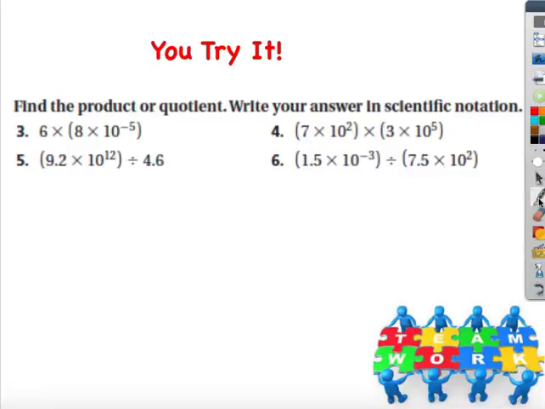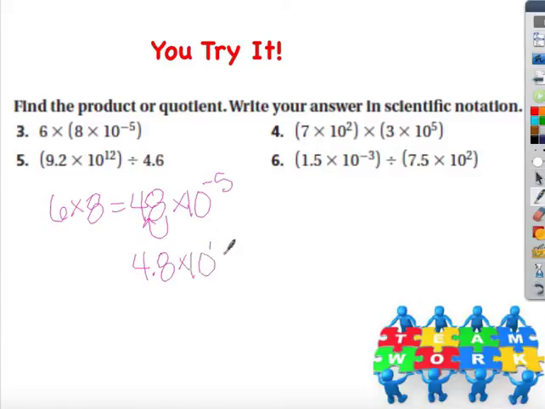So in the first example, we have 6 times 8 times 10 to the 5th. So we're going to multiply the two factors. 6 times 8 equals 48. And there's no other power of 10 to multiply by, so we're just going to bring that down. We're going to check to make sure this is scientific notation. The answer is no, so we have to bring that over. We moved our decimal one time, and then we have our original. We need to simplify this using our product of powers property. Final answer, 4.8 times 10 to the negative 4th power.